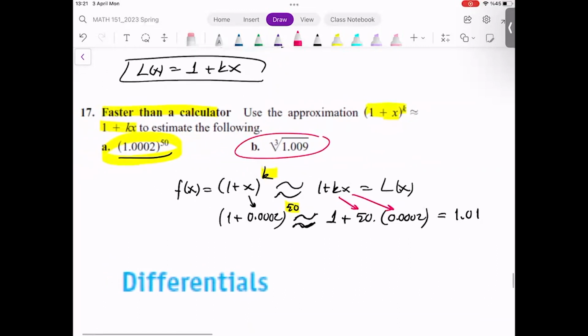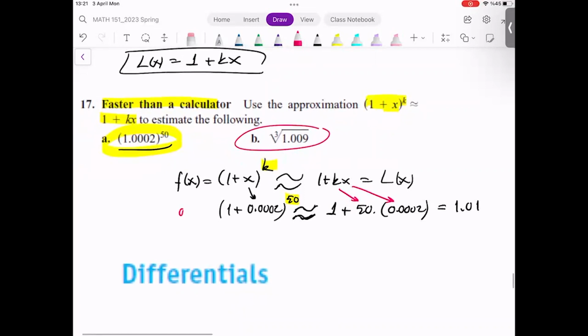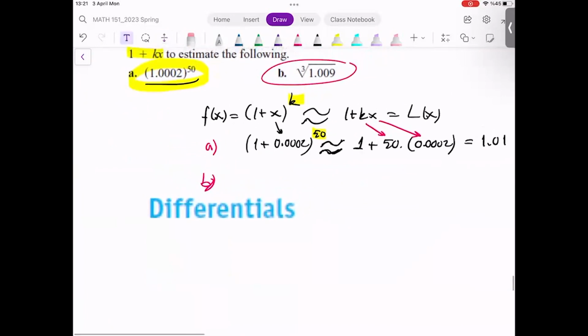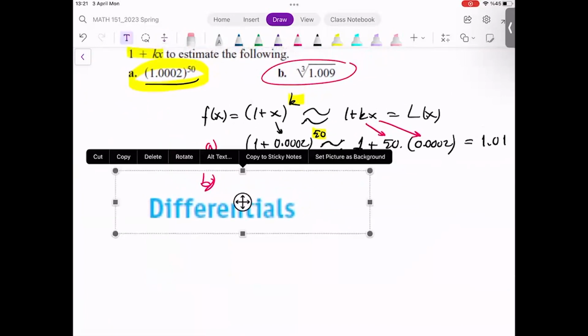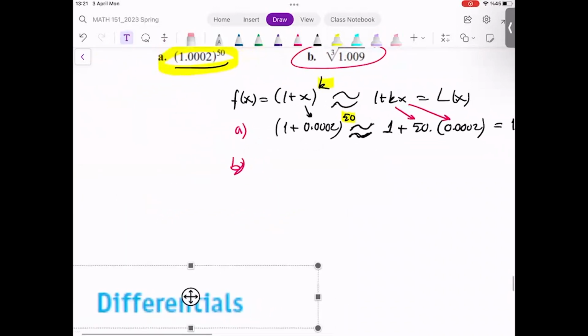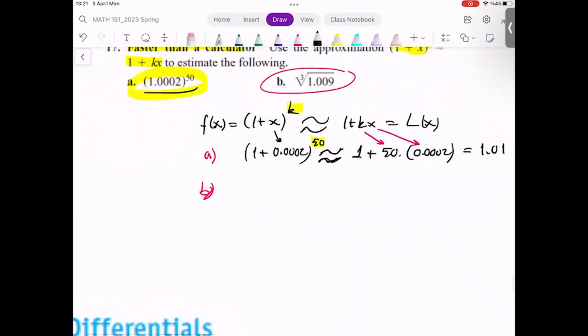You can also do this one. Okay, let's do that. This is part A and part B. All you need to do is to write it in the form of (1 plus x) to the power k. Okay, let me try to do that. So what do we have here? Cube root of 1.009. I want to write this in (1 plus x) to the power k form.